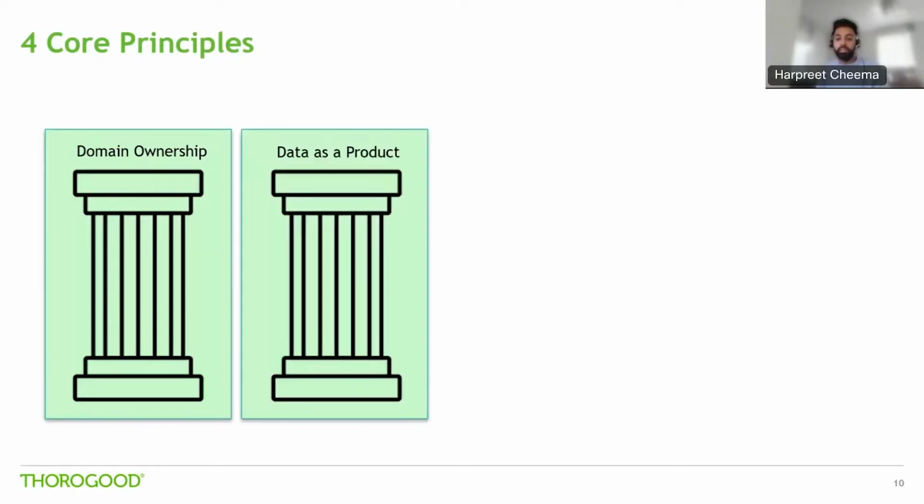Next is data as a product. This projects a product thinking philosophy onto analytical data. This principle means that there are consumers for the data beyond the domain. The domain team is responsible for satisfying the needs of other domains by providing high quality data. So what they're trying to say here is that data is treated as a product.